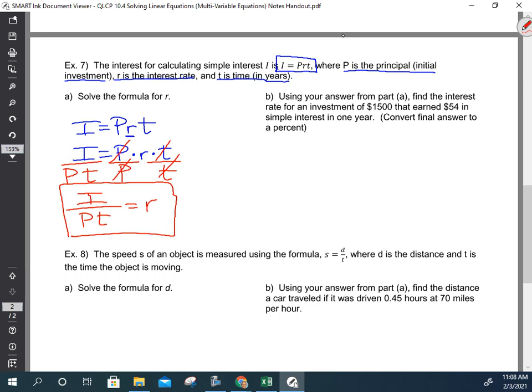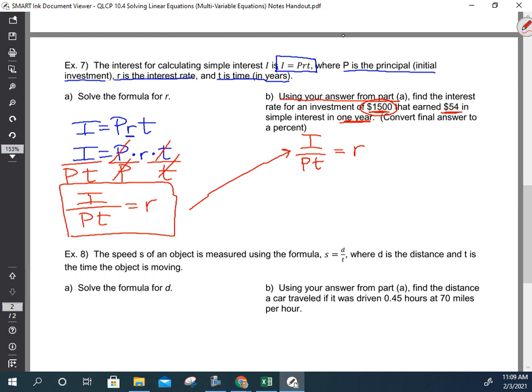So, part B. Using your answer from part A, take your answer from part A, move it on over. Find the interest rate for an investment of $1,500 that earned $54 in simple interest in 1 year. Convert your final answer to a percent. So, you have I, P, and T. So your investment of $1,500.